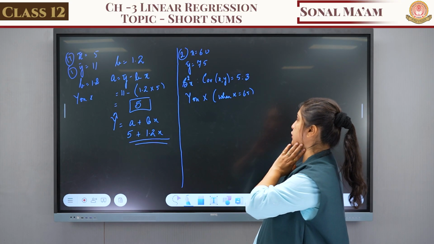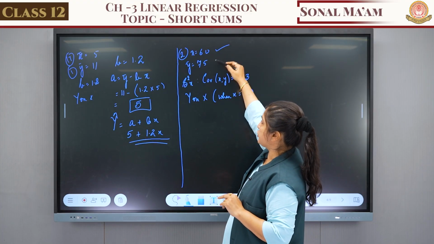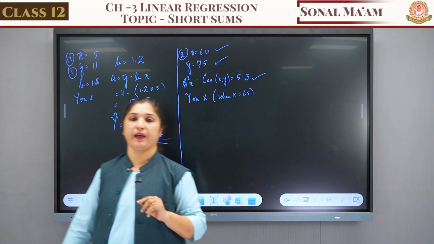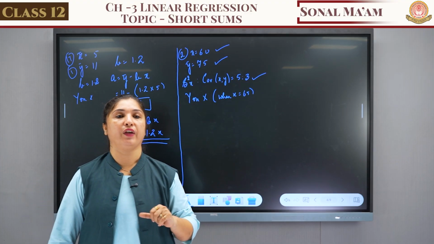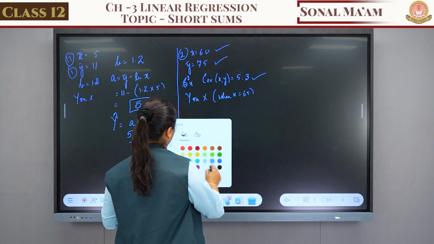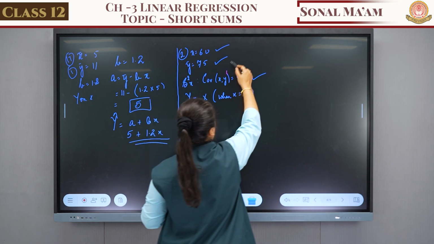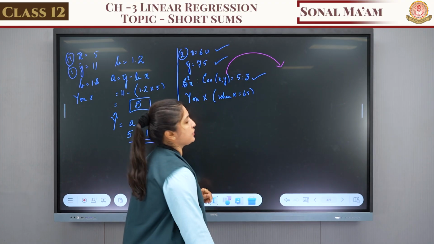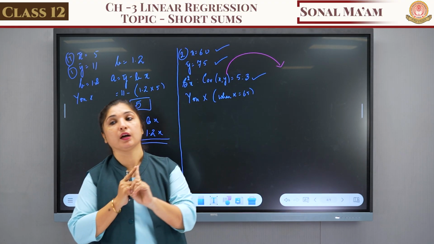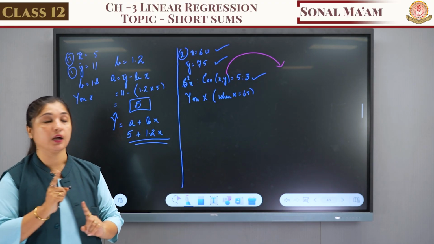Let's see what is given to you. X bar is given, y bar is given, and what else is given? S square of x and covariance are given to you. Now whenever you write anything, you have to just remember that you can change the form but you cannot change the meaning. Okay, always remember this thing. You can change the form but you cannot change the meaning.